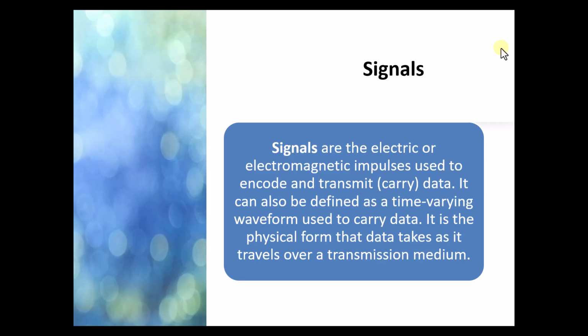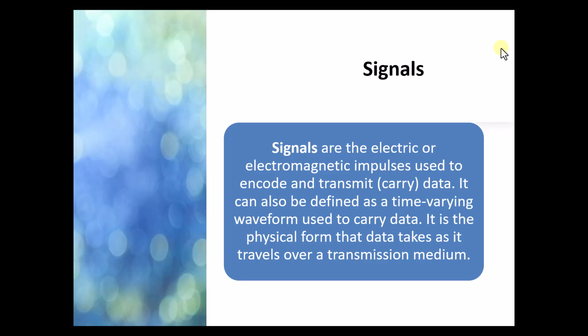So what is a signal? A signal is an electric or electromagnetic or even a light impulse that is used to encode and transmit or carry data. That is the definition of a signal. And then others also define a signal as a time-varying waveform. It's a waveform that is used to carry data. So these two definitions have something in common, that signals carry data.